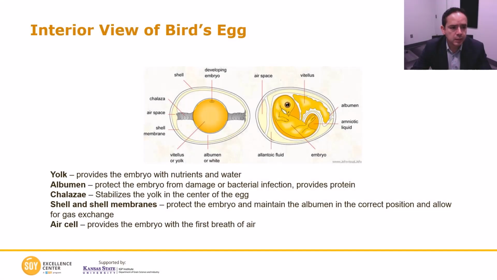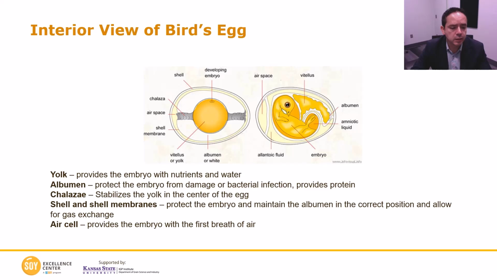This is the interior view of a bird's egg, and here you can see all the different parts. You can see the yolk, and the yolk provides the embryo with nutrients and water. The albumin protects the embryo from damage and bacterial infection, and the albumin provides protein. The chalazae stabilize the yolk in the center of the egg.